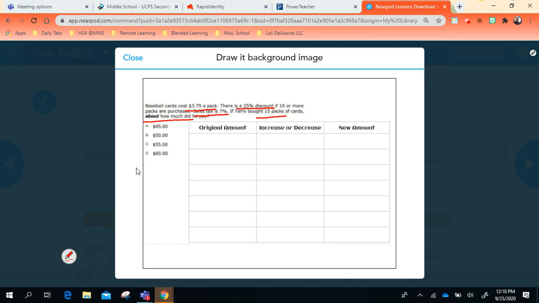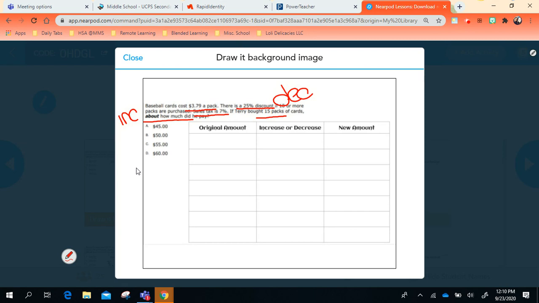Okay, so first things first. There's a 25% discount. Is that an increase or a decrease? It is a decrease. Sales tax is 7%. Increase or decrease? Increase. Remember, I think it was Monday, we did a problem sort of like this. Who can tell me what our original amount is?